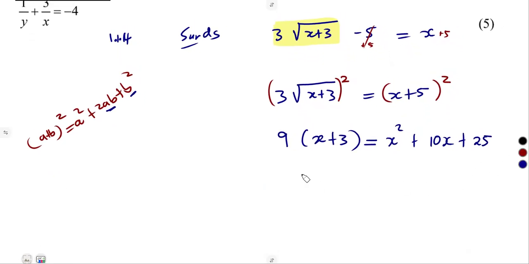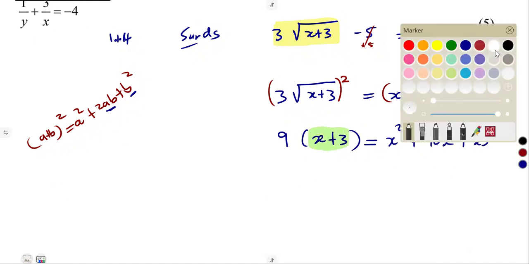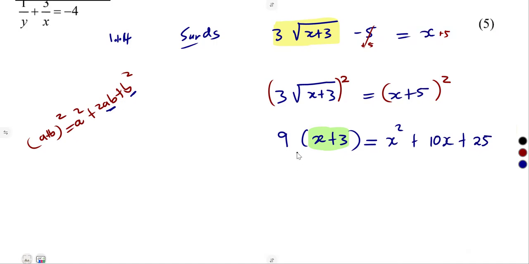All right. The left-hand side we can simplify as 9 is to affect every term inside this bracket. You must distribute by 9. Each and every term is multiplied. So that is going to give us 9 times x, which is 9x, and 9 times 3, which is positive 27. So that's equal to x squared plus 10x plus 25.